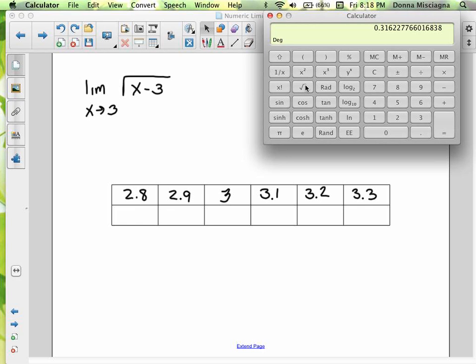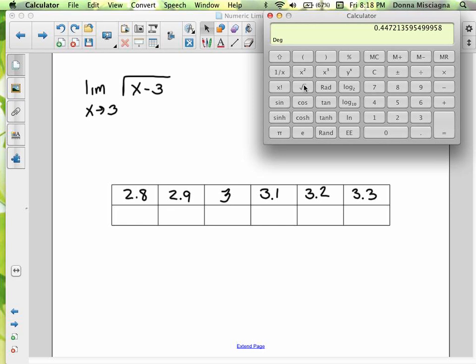Let's plug in 3.2. That's going to be 3.2 minus 3, which is 0.2. If I take the square root of 0.2, that's 0.4472.